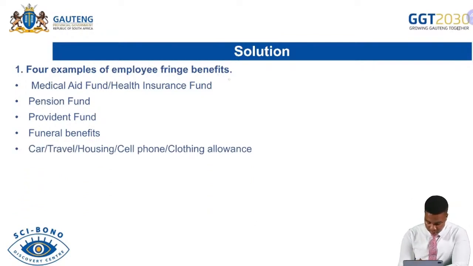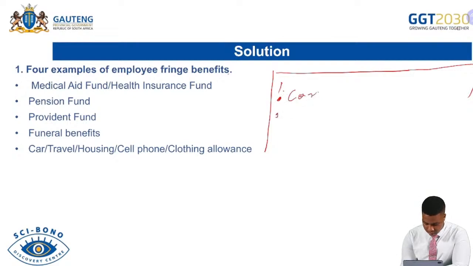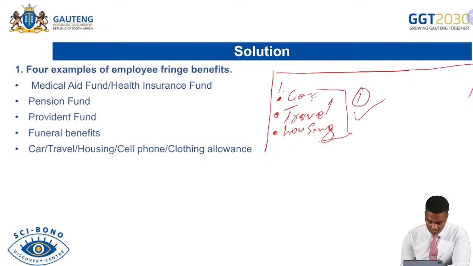Guard against providing such, because sometimes this question can come. Let's say this is your script. So in your script, you can say, one, do not answer this way. Don't say car. Then bullet number two, you say travel. Then you say housing. All this will be considered to be one mark because you're basically outlining the allowances. So this will be considered to be one big tick, which will only give you one mark. So guard against that.